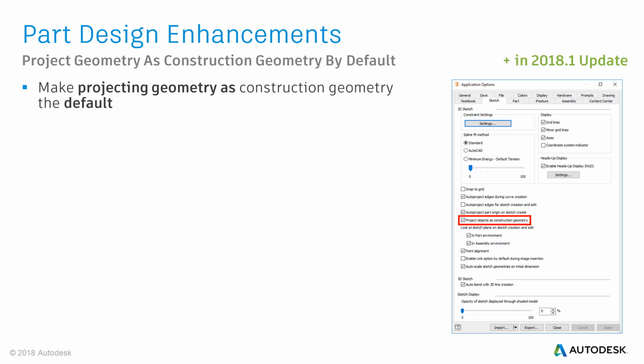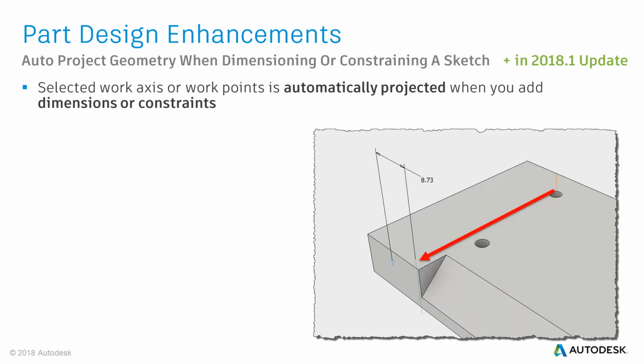you've created projected geometry. Previously, when you added dimensions or constraints to sketch geometry with a work axis or work point, you had to use the project geometry command first to project the selected work axis or work point. Now, when you select an axis or point you are dimensioning or constraining, the selected work axis or work point is automatically projected when you add dimensions or constraints.